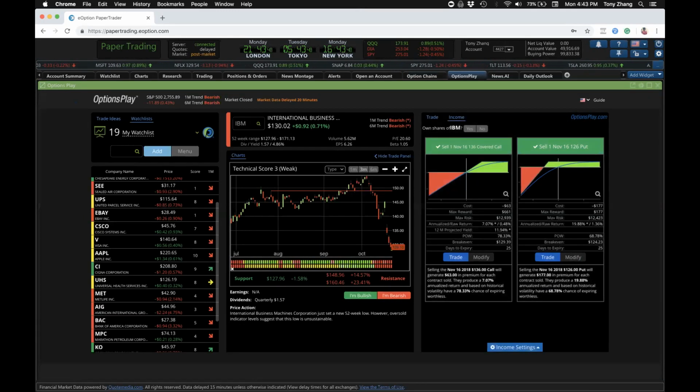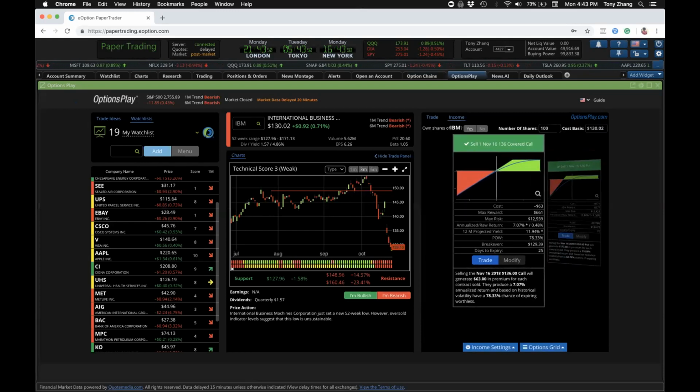So here's IBM, trading at 130. I can click on yes, I own, let's say, 200 shares of IBM. I can even type in my cost basis, and it immediately tells me which covered calls to sell, which means that I don't have to pull up my option chain, go through all the different expirations, all the different strike prices. It immediately tells me to look at selling the October 16th, 136 covered calls. So this is a call that's roughly $6 above the current price that expires in about 25 days.